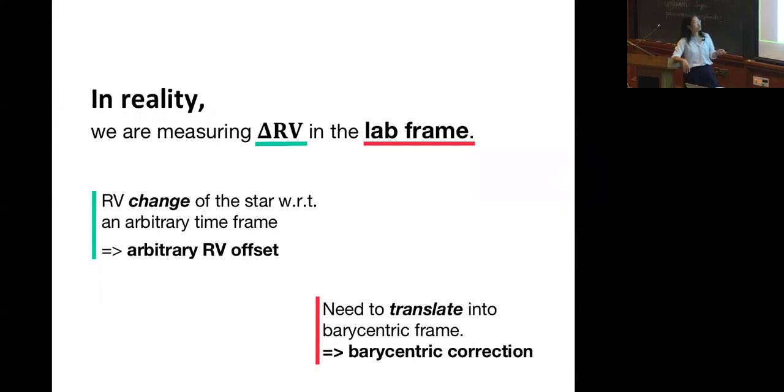So naturally, you need to translate this into the barycentric frame. So you're removing the motion of the Earth, which we'll come back to briefly later. So you need to do a barycentric correction, which can be a really tricky thing to do. And some of the first claimed detections of exoplanets were actually due to incorrect correction of the barycentric velocity. So if you do this wrong, you very easily get a planet with a period of 365 days. So if you get a planet of 365 days, be careful.